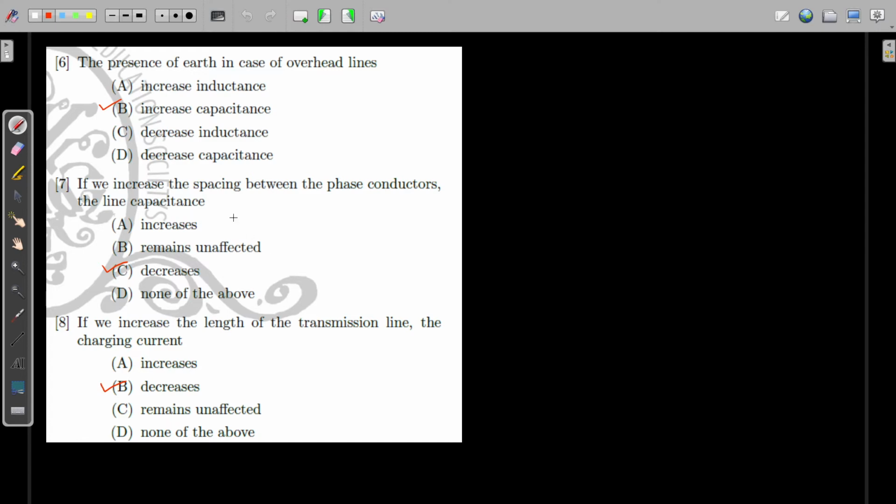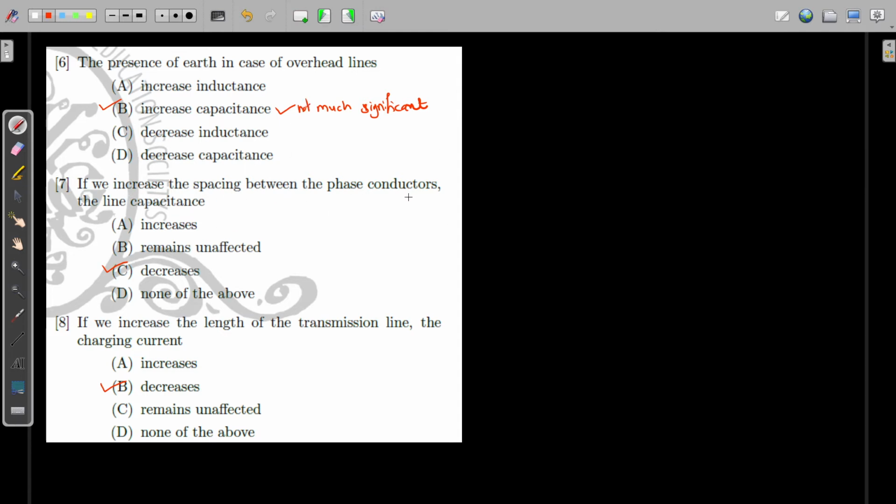In the presence of earth, in case of an overhead transmission line, the capacitance increases, but the increase in the capacitance is not very significant. Okay, so you can neglect the effect, it is not much significant.